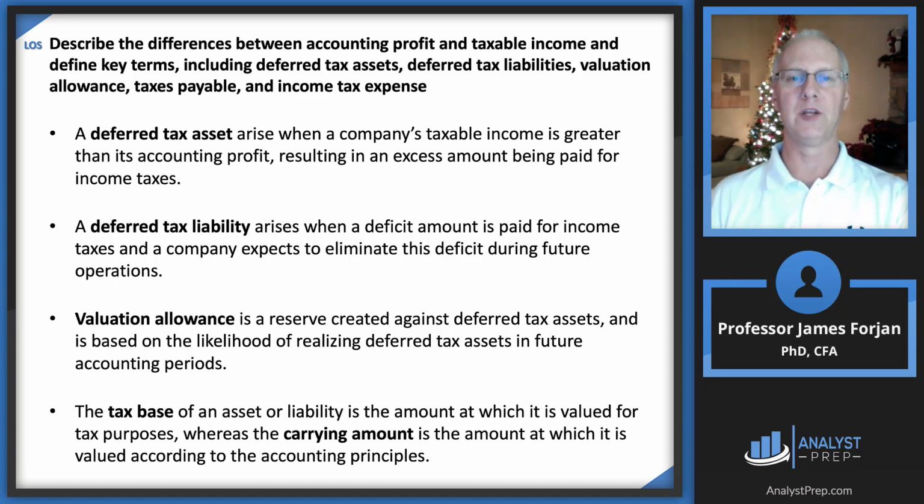A company can use, let's say, straight line to report to one group and an accelerated depreciation method to report to a different group. And so, of course, if there are two depreciation expenses, then there are going to be two different tax liabilities and tax expense and all that kind of good stuff. I have a couple of really good examples to illustrate that coming up shortly.